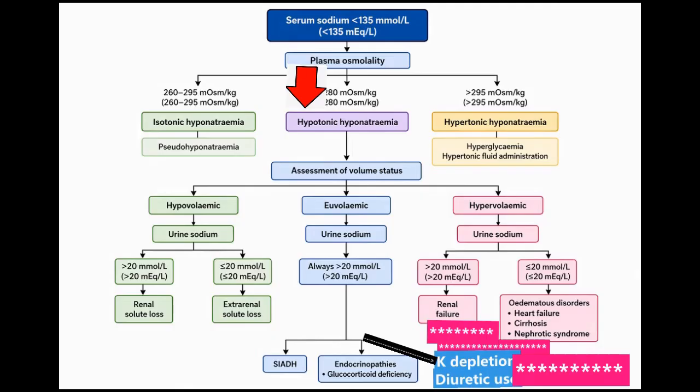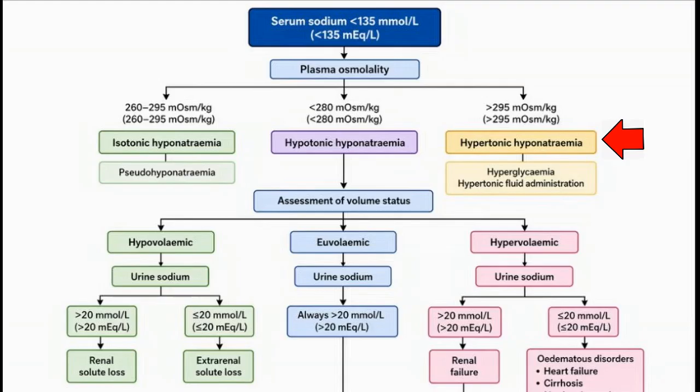B. Hypotonic hyponatremia. Plasma osmolality less than 280 mosm per kilogram. This is true hyponatremia and represents the majority of clinical cases. C. Hypertonic hyponatremia. Plasma osmolality more than 295 mosm per kilogram. Here, plasma is actually hyperosmolar.